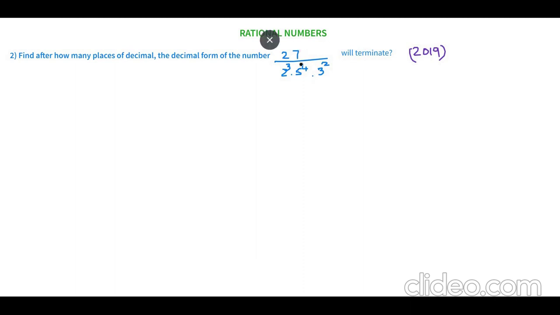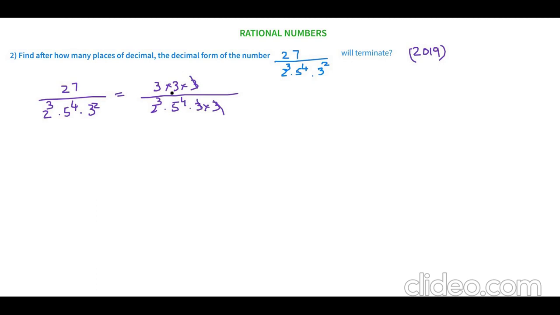So now we have to see when will this number terminate. So what is given to us? It is 27 by 2 cube times 5 to the power of 4 times 3 square. So let's simplify this by writing 27 as 3 times 3 times 3. I'm just simplifying 27 as 3 cube. That is 3 times 3 times 3 divided by 2 cube times 5 power 4 times 3 square. I'm writing 3 square as 3 times 3. So here, since we have common factors, I'm just going to cross out the 3s.